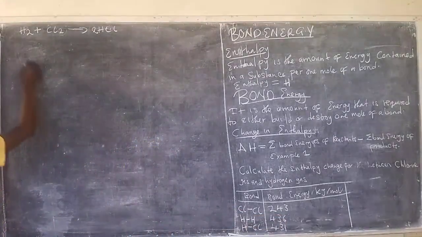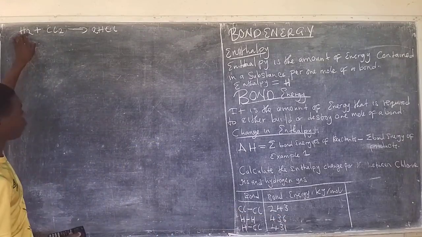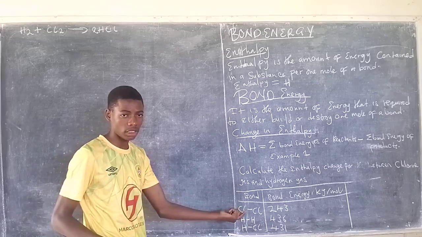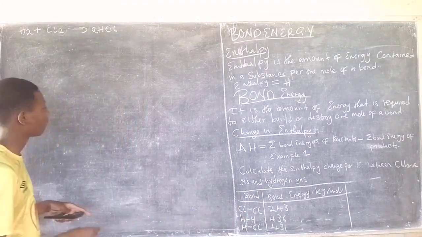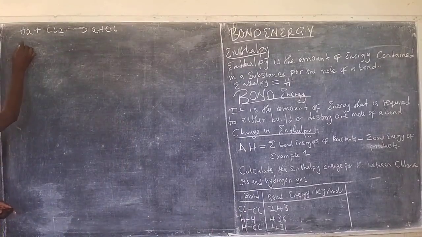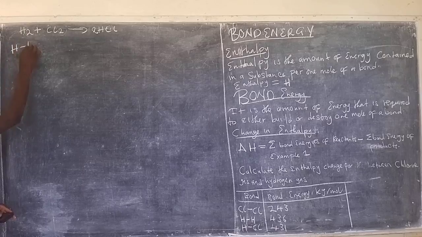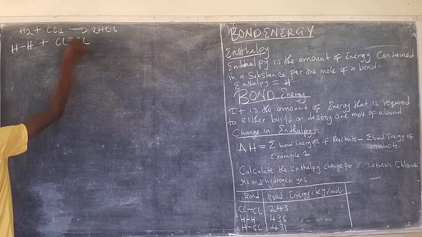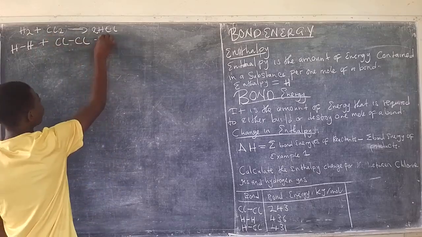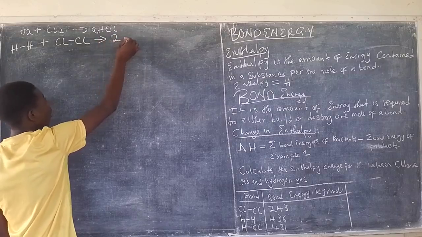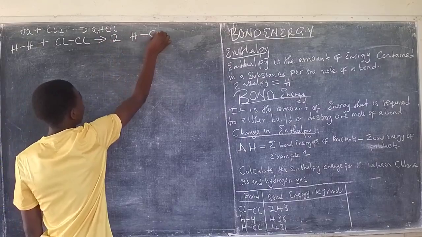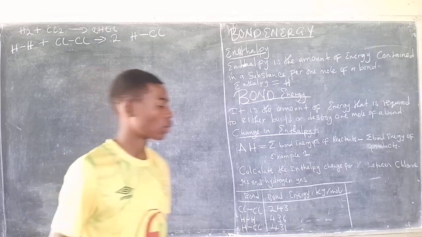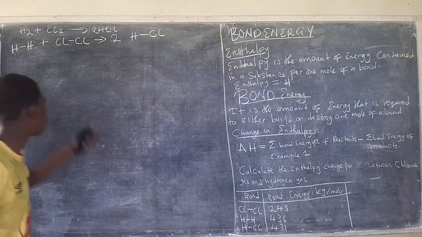We are going to use our formula, but before that, we can write this equation in terms of how it is connected. This equation can be written as hydrogen bonded to another hydrogen, plus chlorine bonded to another chlorine, which should produce 2 moles of hydrogen bonded to chlorine, or 2 hydrogens and 2 chlorines. So that is how we write it.